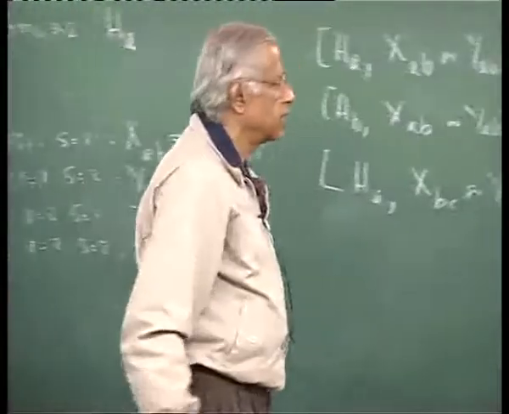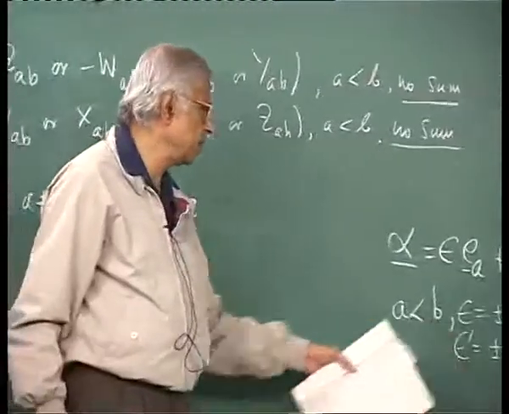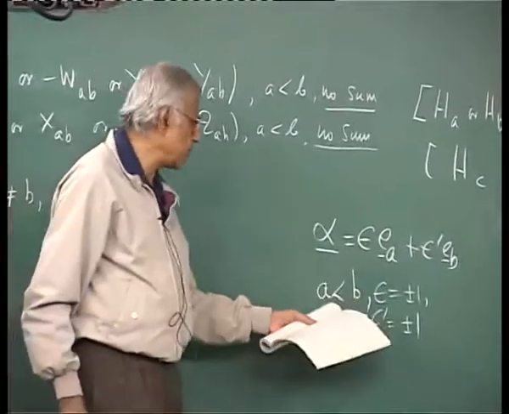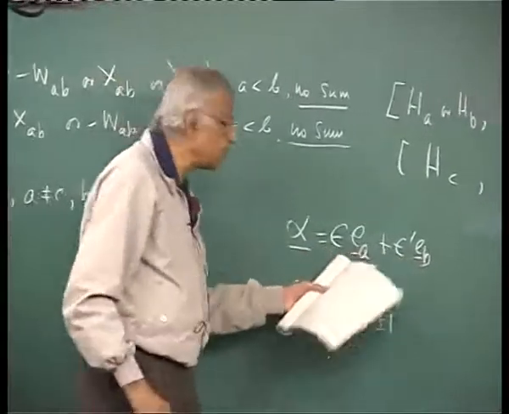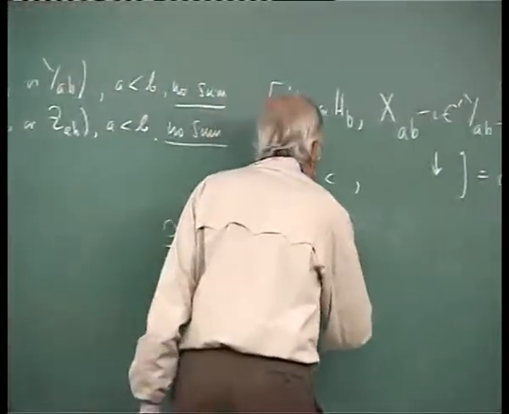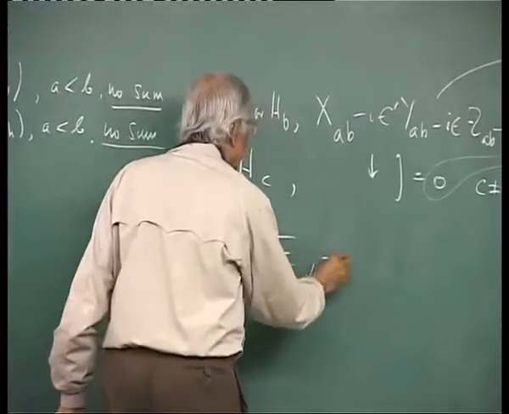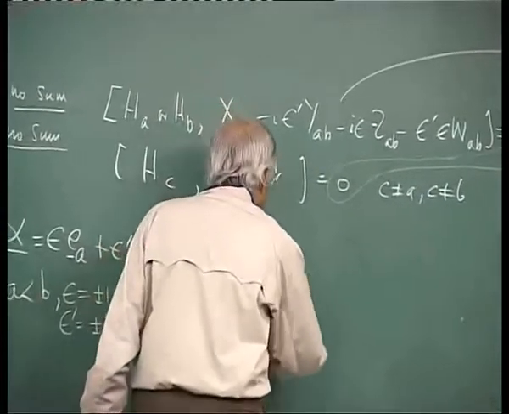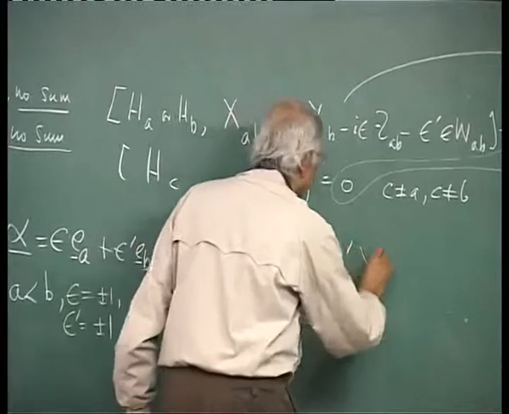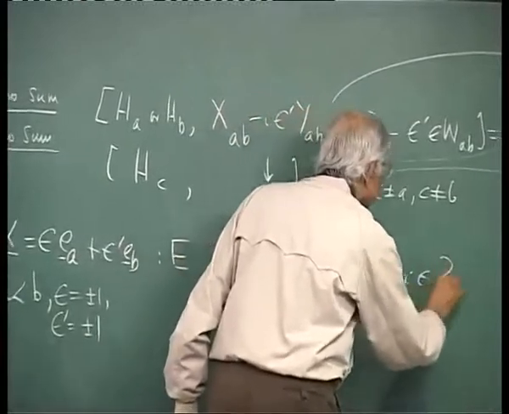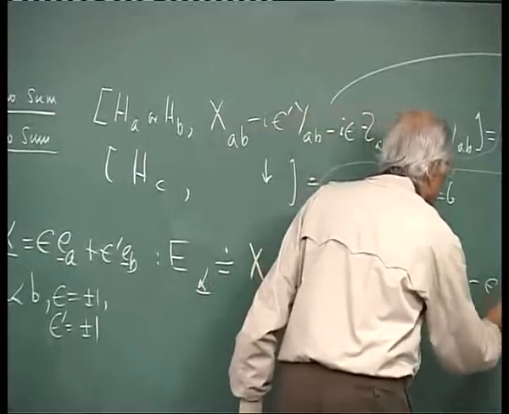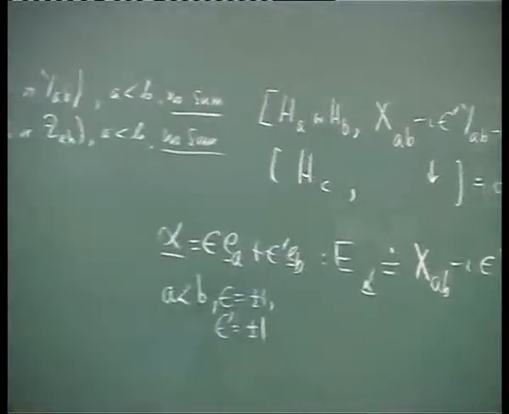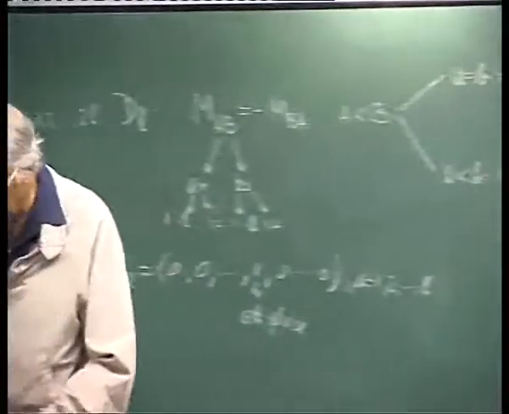So if you take this combination, take any A less than B, take any epsilon plus minus 1, epsilon prime plus minus 1, for fixed AB, you have four possibilities here. Every one of them is a possible root. And the corresponding E, apart from an overall multiplicative constant, which you can choose as you wish, is this combination. So we have found all the roots for the group SO2L.